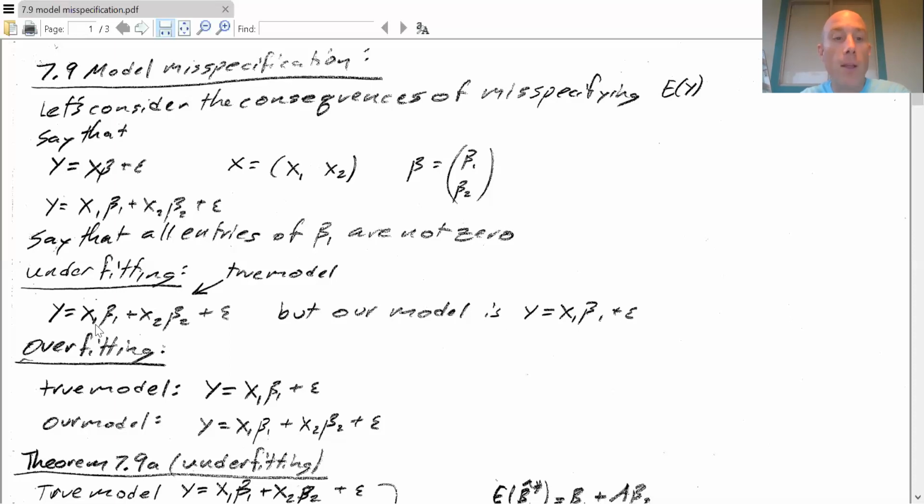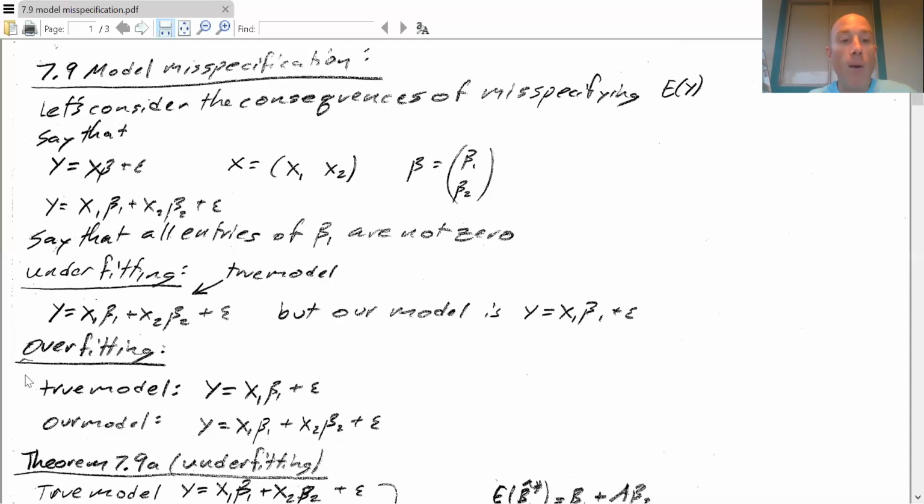For underfitting, let's say that the true model is y is equal to x1 times beta 1 plus x2 beta 2 plus epsilon. But we make the mistake that we fit the model y equal to x1 beta 1 plus epsilon. Either it's a mistake, I omitted variables I should have kept, or I just didn't have the data. Maybe there are variables I should have had in there that are not available. That happens. So this is what the true model is, but this is what I'm going to ultimately generate. What's going to be the penalty? What's going to be the mistake? We want to know beforehand.